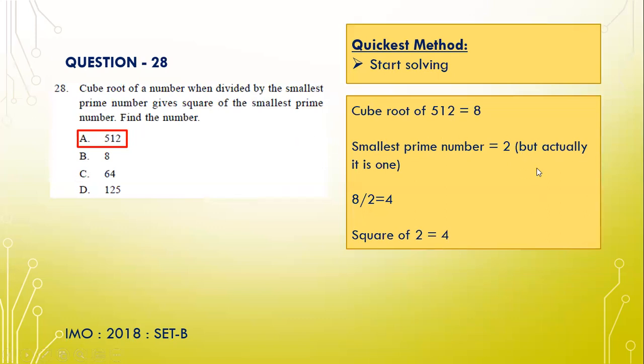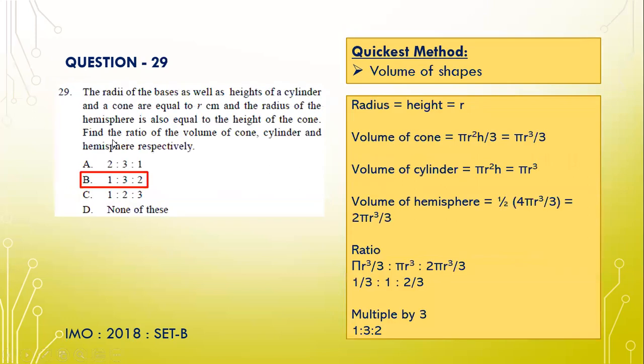But I am really not sure about this answer, because the smallest prime number is actually 1, because 1 is divisible by 1 and by itself, which is 1 as well. But smallest prime number is 2. So 8 divided by 2, cube root of a number when divided by the smallest prime number. Cube root of a number 8 divided by 2 is 4. It gives the square of the smallest prime number. Square of 2 is 4. 8 divided by 2 is also 4, and square of 2 is also 4. That's why the number is 512.